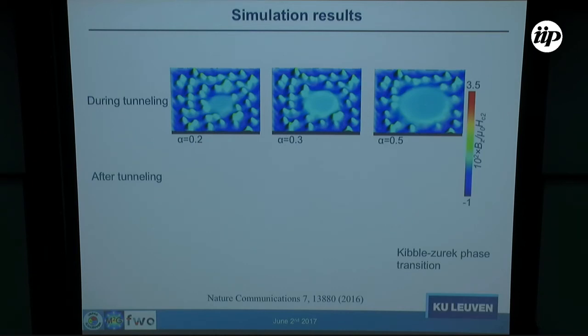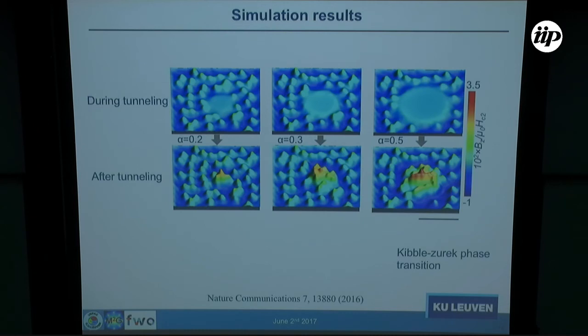And when we switch off the tunneling, these hot spots relax and form these kind of clusters, which is similar to what we observed experimentally. What's more interesting is that we found this hotspot relaxation happens in a very short time, around 10 picoseconds. However, the formation and stabilization of these clusters happens in a much longer time, around 100 picoseconds. So what does this mean?